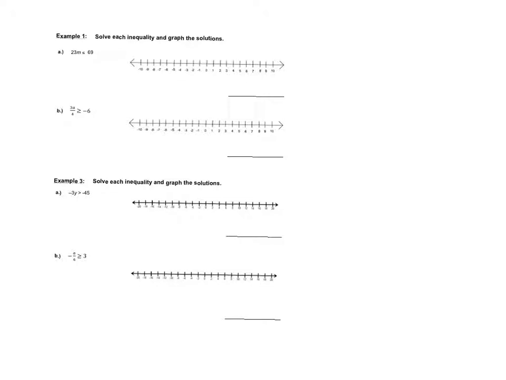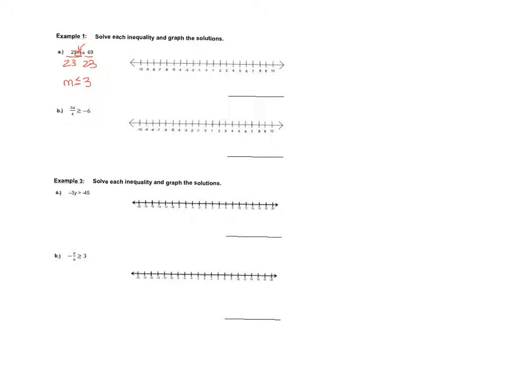Okay, so first math problem here, example 1a. Again, we solve it just like we would for solving equations. So here's my m, which is being multiplied to 23. To get m by itself, we divide both sides by 23. And m is less than or equal to 3.